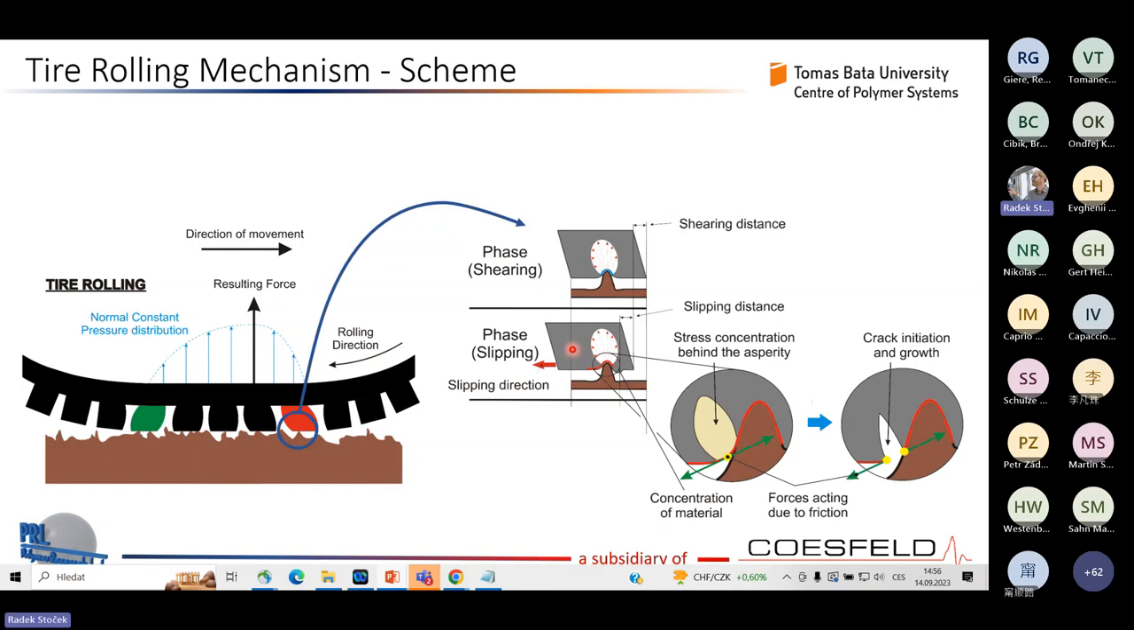Secondly, we have a slipping during the rolling. As you can very clearly see, we have some slipping distance, the distance the rubber slides over the tip of the asperity. Again, a close look into the detail here. It is very important that everything starts behind the asperity, not prior to the asperity. Behind the asperity, there is a stress concentration due to forces, these green forces acting due to friction. If you see the direction of the forces, you can very clearly imagine what happens.